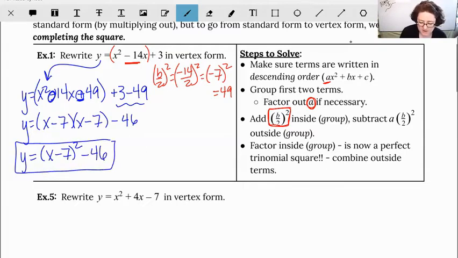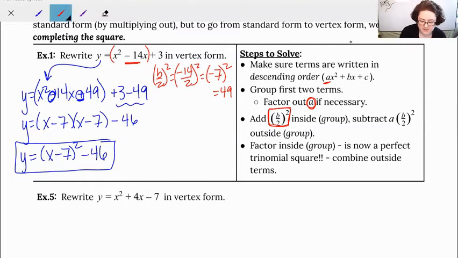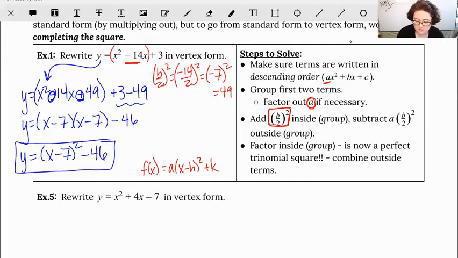And now my expression is in that transformational, that vertex form that we used before. Just as a reminder, that looked like y equals, or f of x equals, a(x minus h) squared plus k. We don't have that a value in front other than an implied 1, but the expression is now in that format.